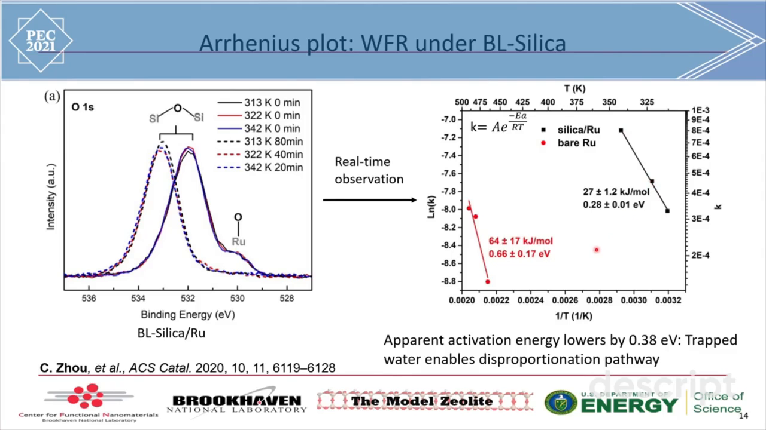And what we found is that the apparent activation energy of silica ruthenium is lower by 0.38 eV compared with bare ruthenium, which can be explained by the change in the reaction pathway, because based on our DFT calculation, there is no significant difference in elementary steps after adding a silica bilayer on top. But we do observe evidence that water can be trapped at the interface of silica ruthenium, which enables a disproportionation pathway where the water can react directly with the chemisorbed oxygen to accelerate the reaction.